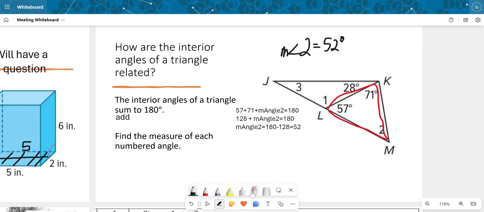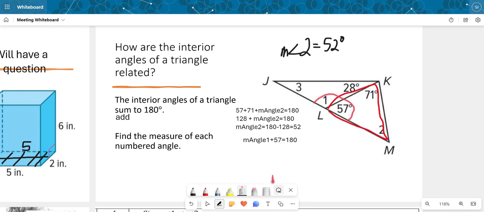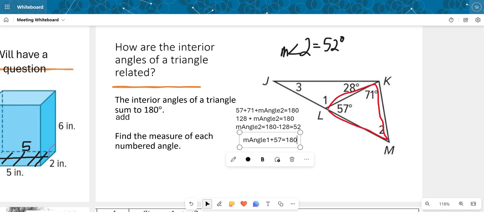We also looked at other facts. We saw we have angle 1 and we've got 57. Those two angles together are making a straight line. That was another convenient fact for us to then use. We said the measure of angle 1 plus 57 had to equal 180. Not because we have a triangle there. This isn't making a triangle, but it is a linear pair. That's an important fact for us. Linear pairs always add to make 180 degrees.